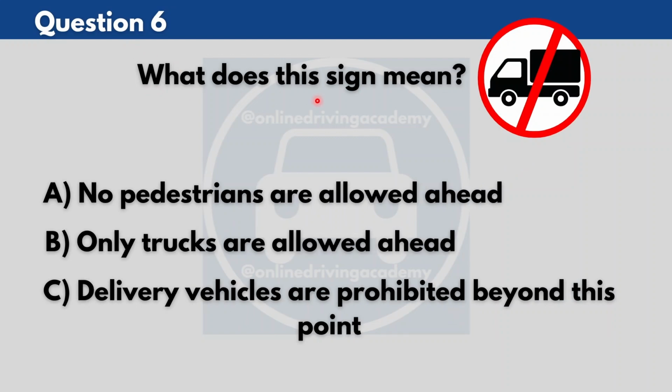Question 6. What does this sign mean? We can see a delivery vehicle in this road sign and a red line going through. So that is prohibiting something. So is it option A? No pedestrians are allowed ahead. Is it option B? Only trucks are allowed ahead. Or is it option C? Delivery vehicles are prohibited beyond this point. Again, the answer is C.